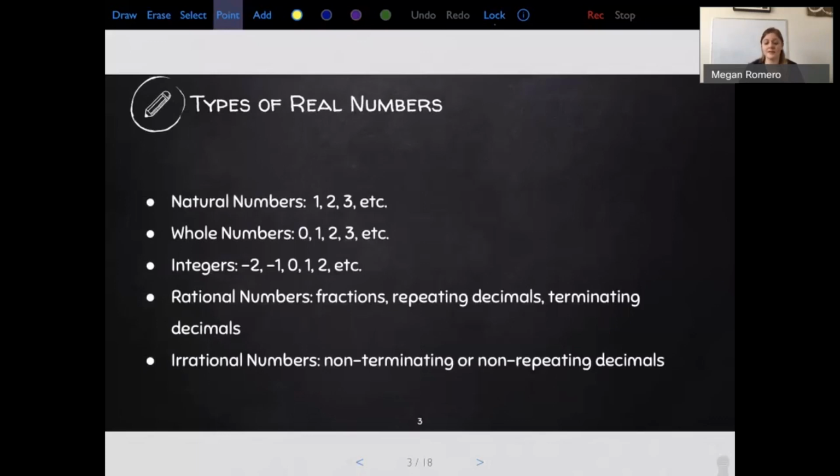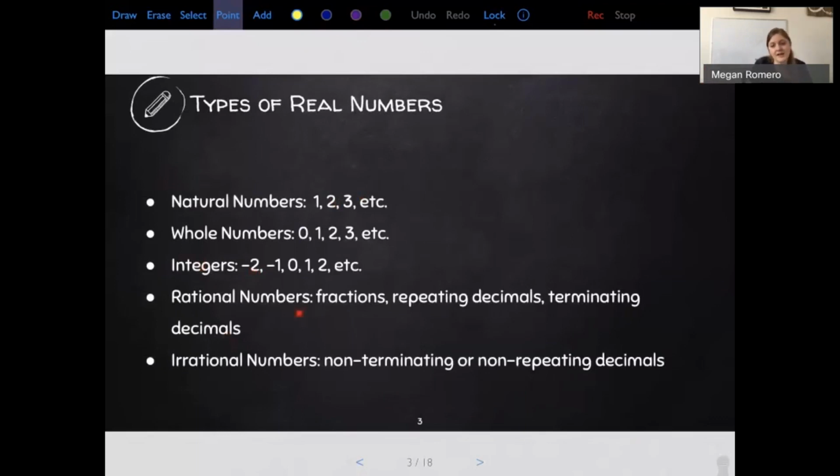First off, types of real numbers. Natural numbers are positive whole numbers, not including zero. So 1, 2, 3, 4, etc. Whole numbers are positive whole numbers including zero, such as 0, 1, 2, 3, 4, and so on. Integers are positive and negative whole numbers, including zero.